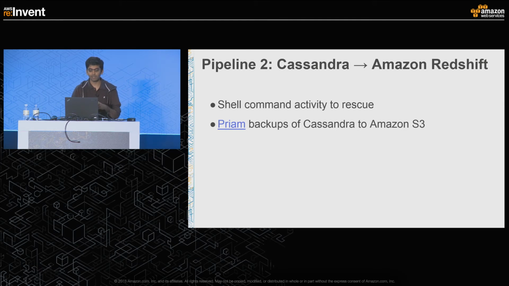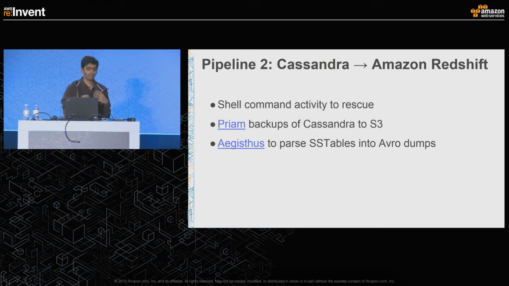So here, Netflix has an open source project called Priam, which lets you take a backup or a snapshot of your Cassandra cluster. So we would take a backup of our current Cassandra cluster and load this data into S3. And then we're going to use the backups to run the ETL instead of actually touching the prod cluster.